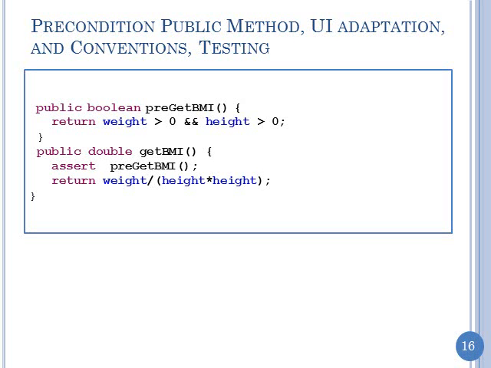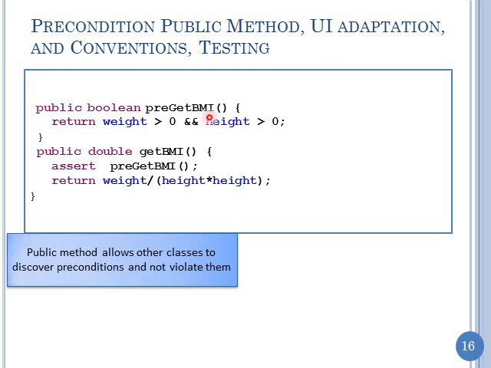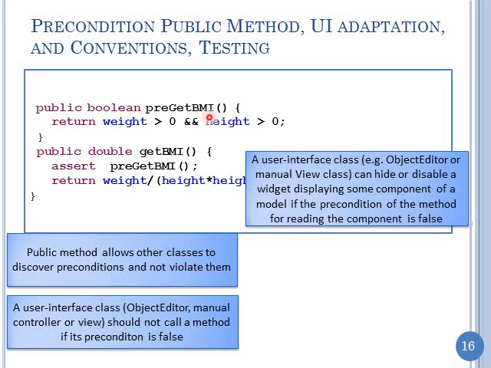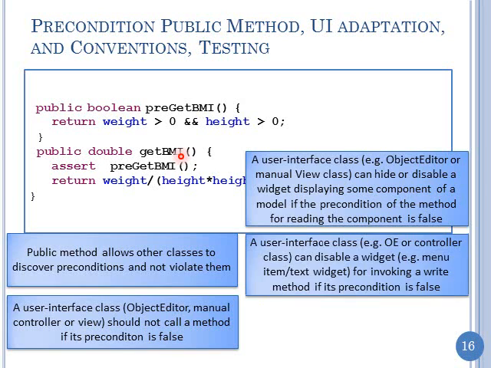Okay, user interface adaptation. Given that I know the precondition of getBMI is preGetBMI, if I follow that convention, could ObjectEditor do interesting things? With public methods, other classes can discover preconditions and not violate them. So ObjectEditor will say, look, its precondition is not true, so I won't even call getBMI. What can it do? If it's displaying a widget that displays this value, it can gray out the widget. It can not display the widget, and it can do things like that.